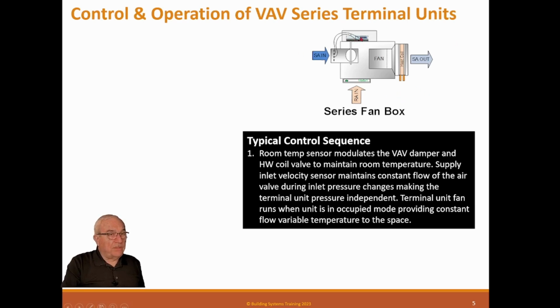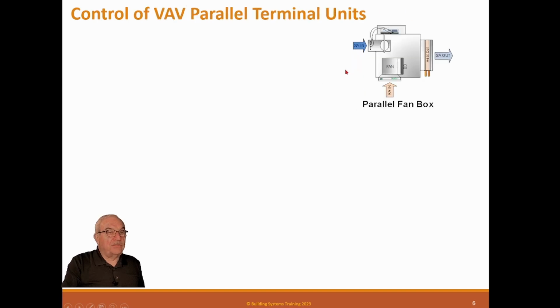Now the program here is a special program because it has a fan start-stop on it. And by the way, this is a constant volume fan, so it's not variable flow. So this controller, same controller as the other, but it now uses the sequence inside of it for a series box. Then we have parallel terminal units.